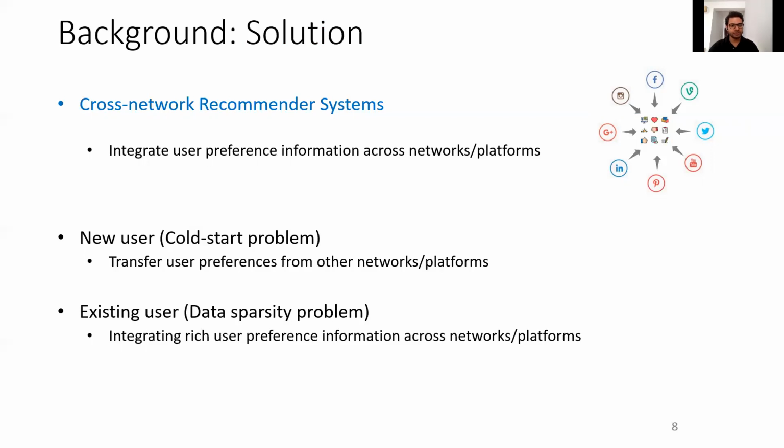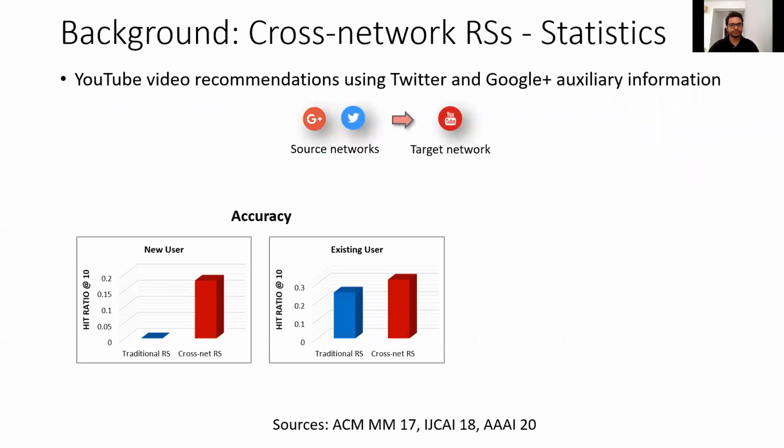And for existing users, although we have their preferences on a particular application, we can enrich or get more information about their preferences and get more comprehensive user preference profiles about these users. And so this is how cross-network recommendation systems solve the issues associated with conventional recommendation systems.